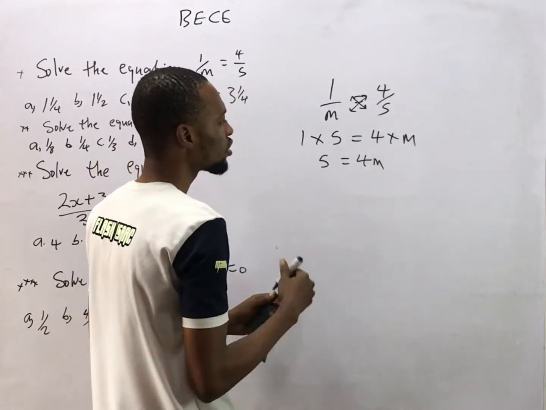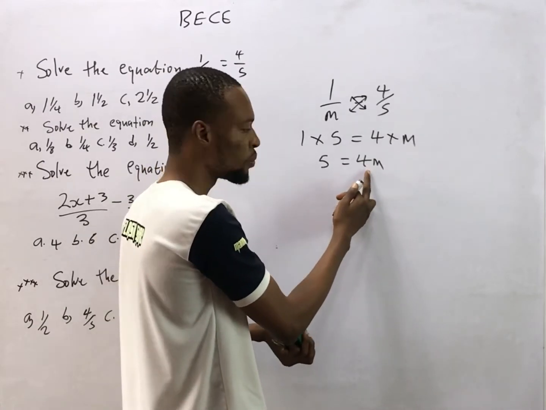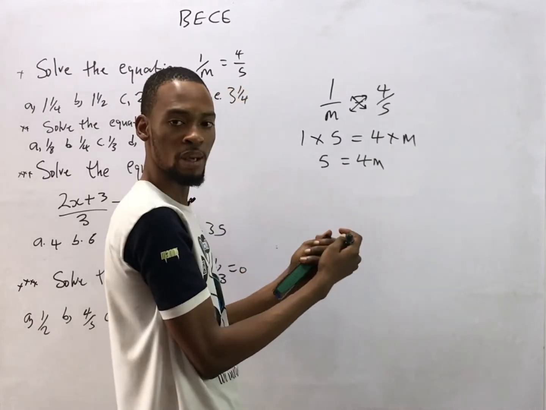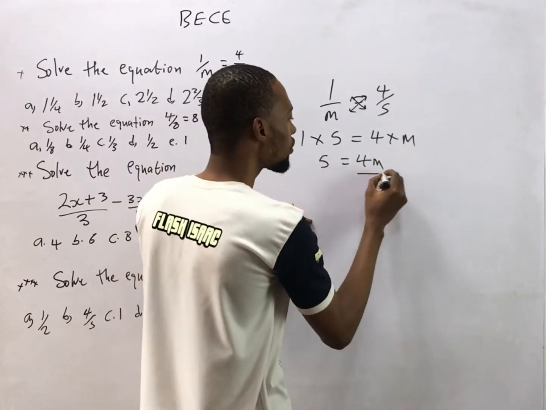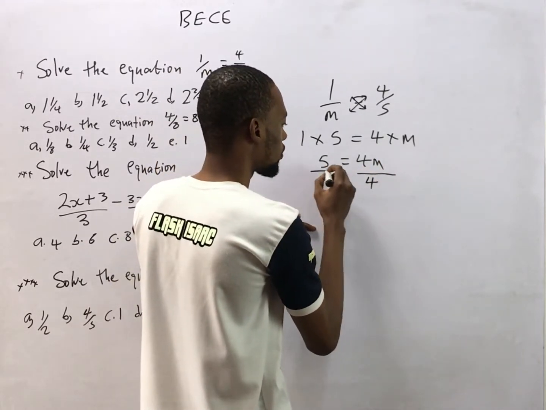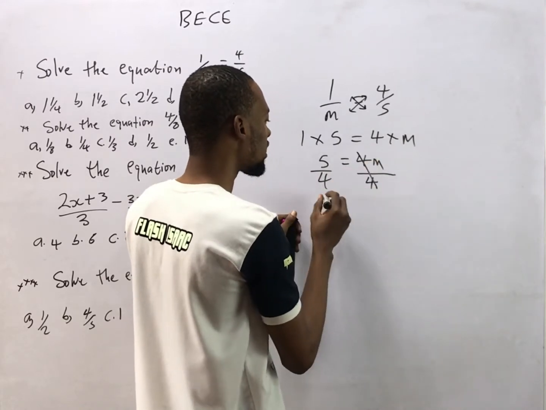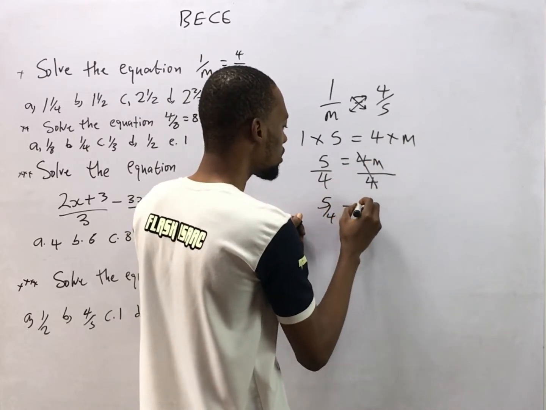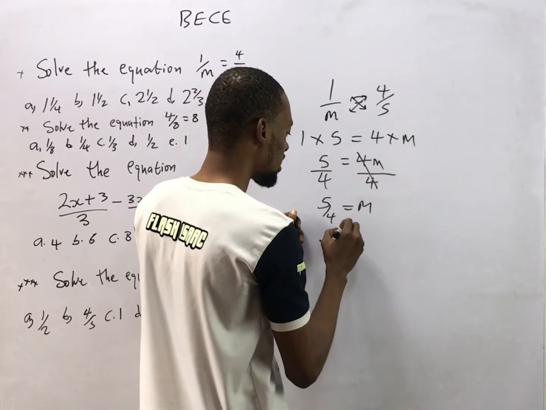Now we have this. So we are looking for m and not 4m. What to do now is divide both sides by 4 to remove it and be left with m. So 4 divided by 4 will give you 1. That means 5 over 4, you'll be left with m. This implies that m is equals 5 over 4.